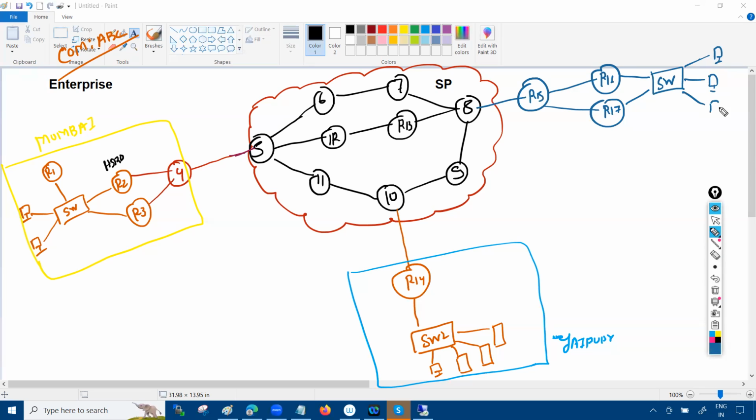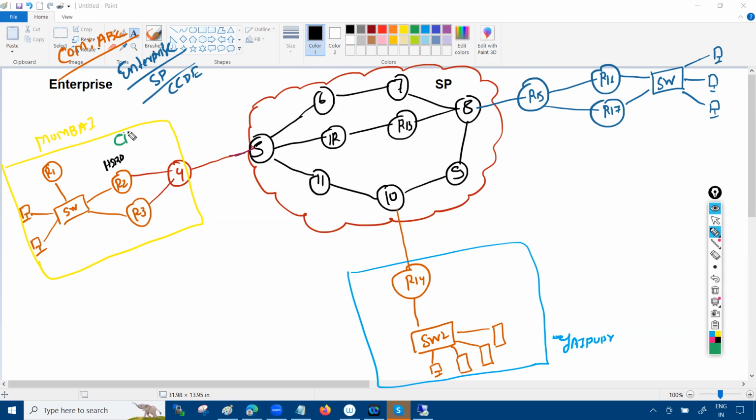So we are discussing the enterprise and service provider perspective at the same time. Our main focus is the enterprise, service provider, and CCD part. Now, in this Mumbai location, whatever devices we have right now are all running on Cisco boxes.